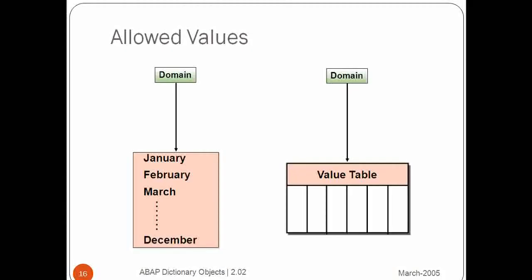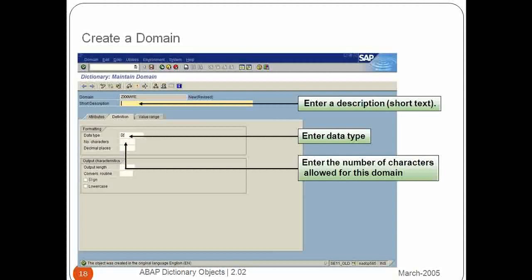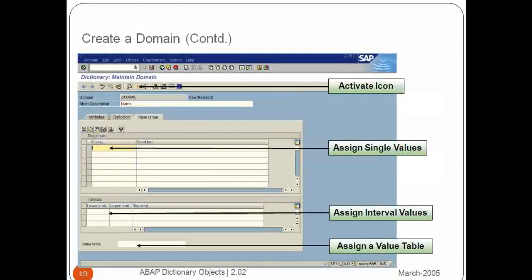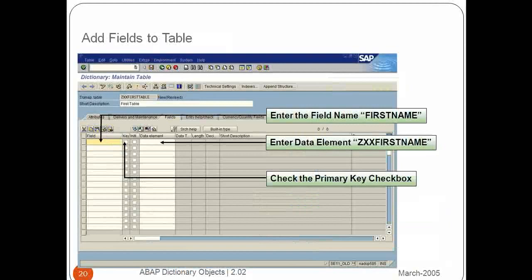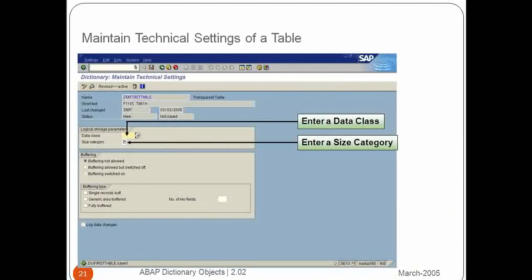So allowed values, domain. The benefit of using allowed values, I already explained. Create a domain. Yes, we can create, we can provide a single value, or we can provide intervals, we can provide a value table name.